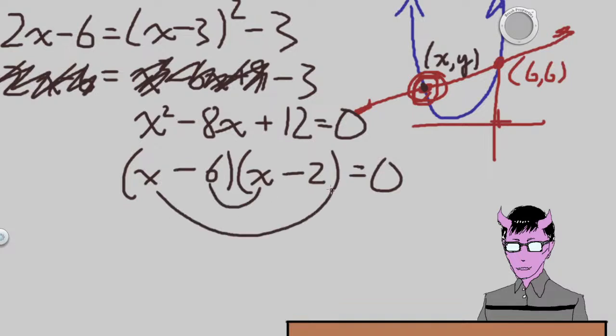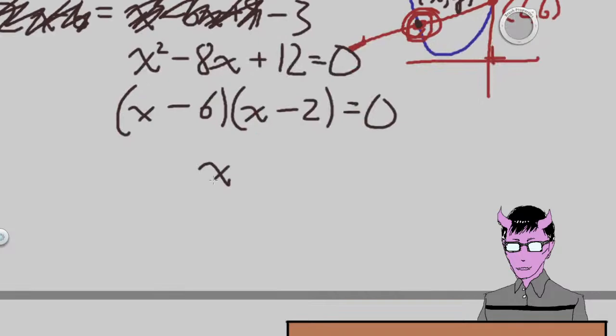Yeah, this is a negative 6, this is negative 2x, so that's going to be 8x. Negative 2 times negative 6 is positive 12, yes. So two answers. We have x is equal to 2, x is equal to 6.